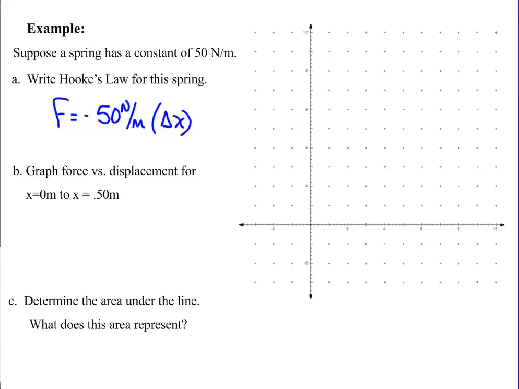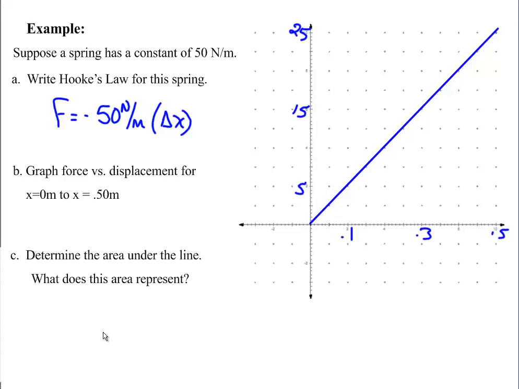Well, if I make each of these tick marks here 0.1, so this is going to be 0.5, here's 0.3, here's 0.1. Okay, so if I take 0.5 times 50, I get 25 up here. So here's 15, and here's 5. So now to graph it, I need a line. So I'm going to start at 0, and I'm going to come up there. And so there is my line representing from 0 to 0.5 meters, force versus change in x.